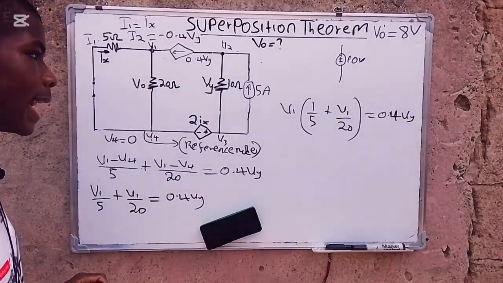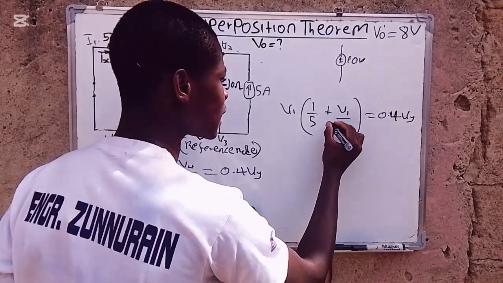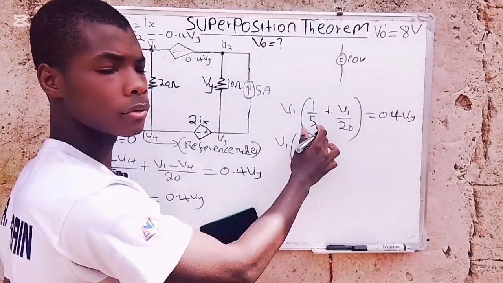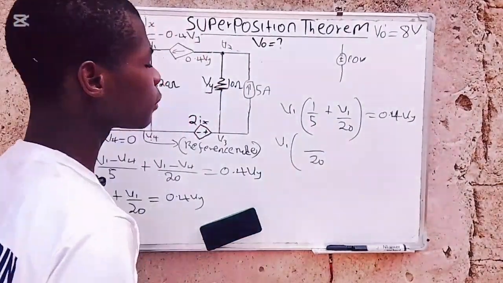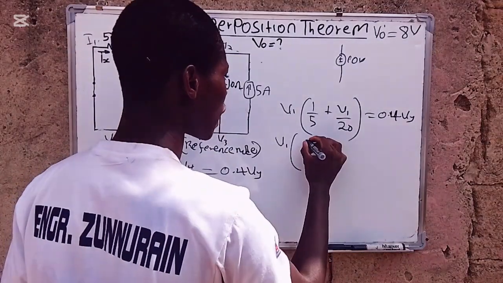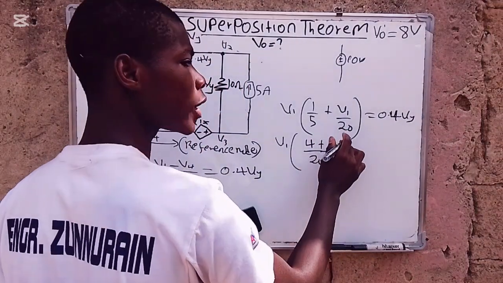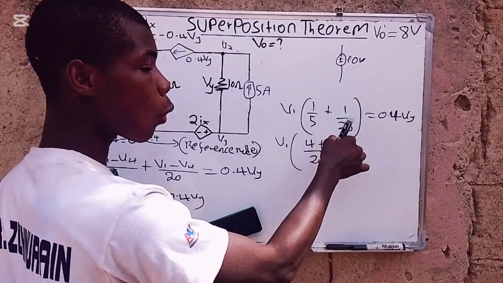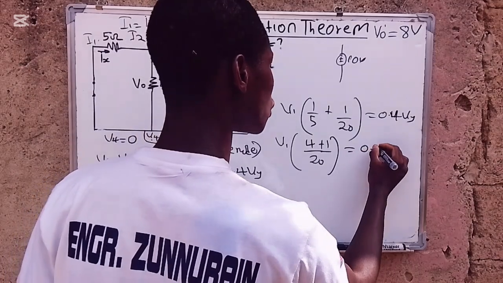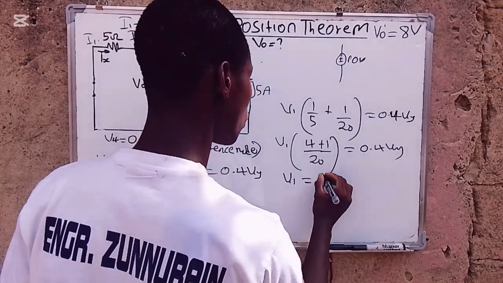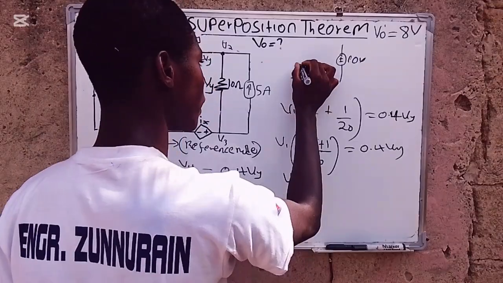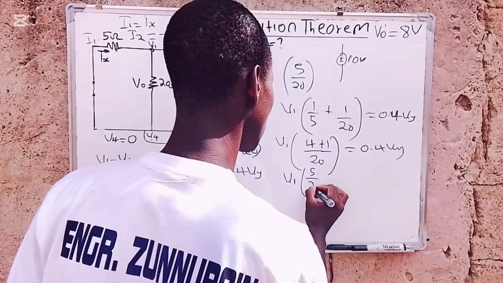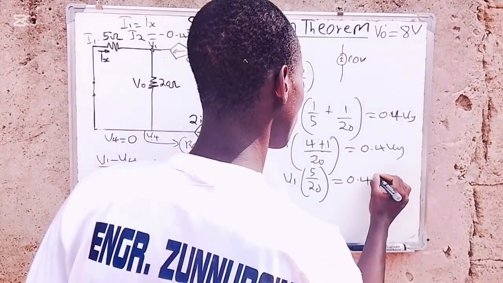The next thing is that I have to find the LCM between this and this. The LCM between this and this, 20 can go. 20 into 5 gives me 4. So therefore I will say 4 plus 20 into 20, which is 1. 1 multiplied by 1, which is 1, should now equal 0.4 Vy. V1 multiplied by 5 over 20, yes, we all know that. So this should now be 5 over 20 V1, equal to 0.4 Vy.